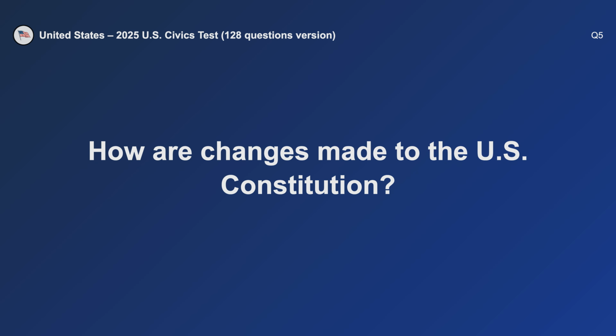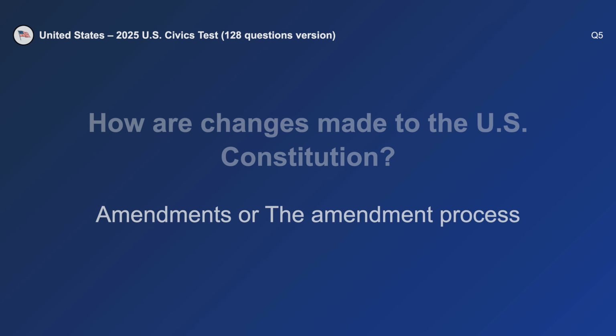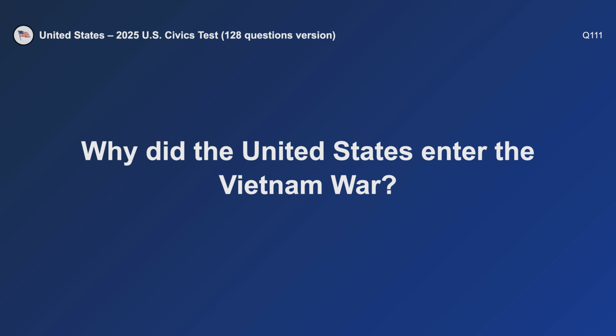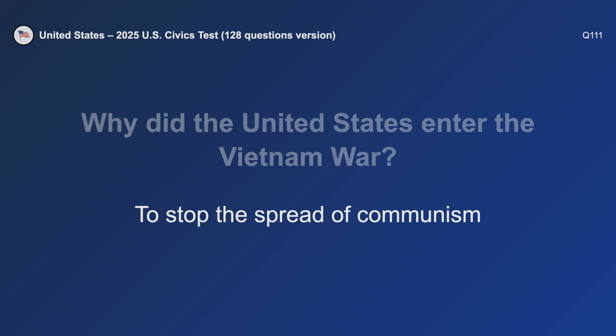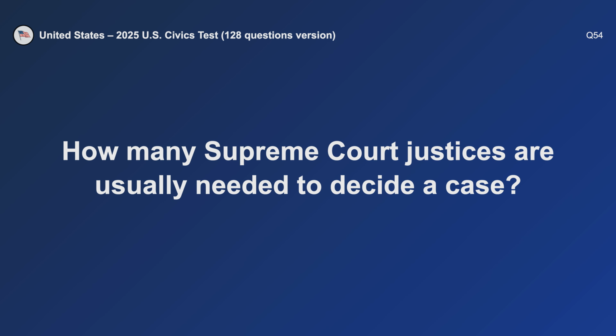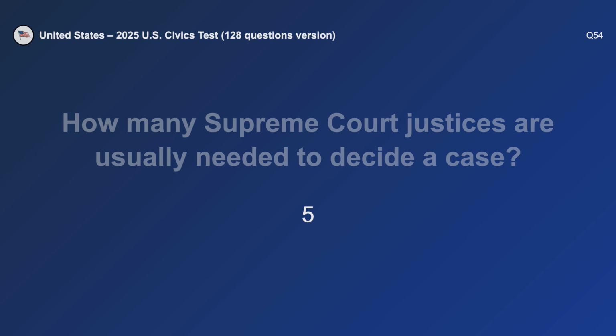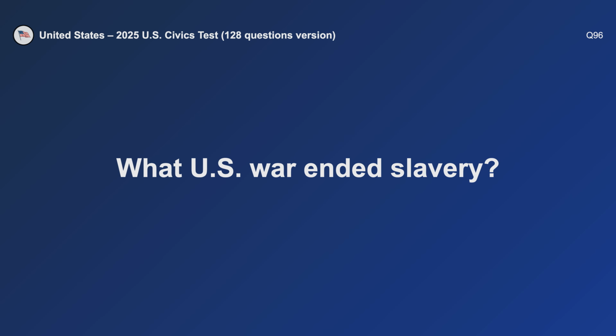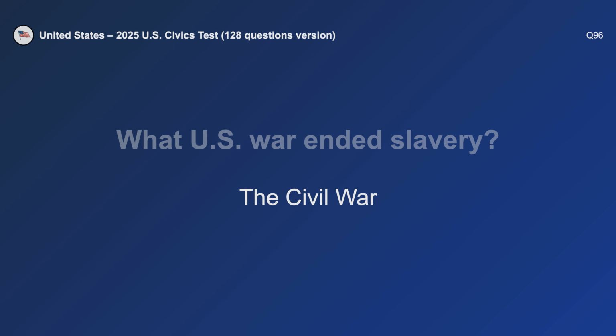How are changes made to the U.S. Constitution? Amendments. Why did the United States enter the Vietnam War? To stop the spread of communism. How many Supreme Court justices are usually needed to decide a case? 5. What U.S. war ended slavery? The Civil War.